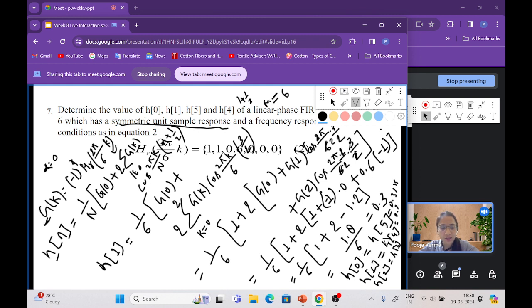So h of 1 is equal to h of 4, then 0.3. In this question, if there is a symmetric unit sample response and n is odd, we need to find out only two values, that is h of 0 and h of 1, and then we need to apply the symmetricity property. H of 0 must be equal to h of 5 and h of 1 is equal to h of 4, thus we get these values. So I'm removing from here, then writing it.